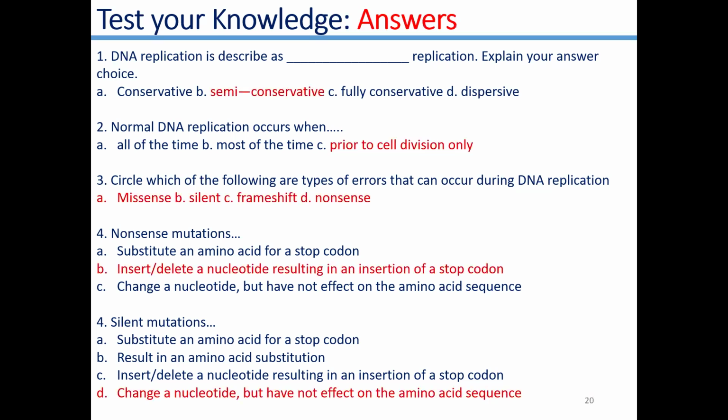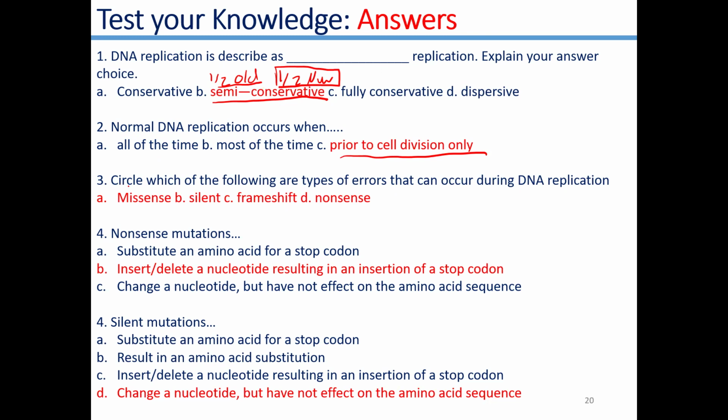All right, welcome back. Let's check this out. In number 1, DNA replication is described as semi-conservative. The reason why is because it's going to be half old and half new. Whenever we go through DNA replication, we're using an old piece as a template, and we're creating a brand new strand. So we're using a parent strand to produce a daughter strand. Number 2, normal DNA replication occurs prior to cell division only.